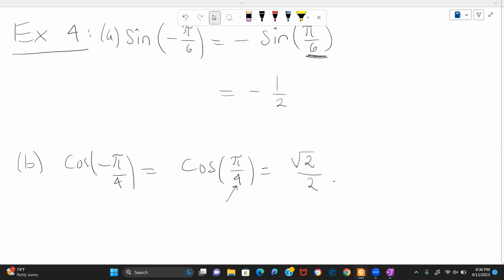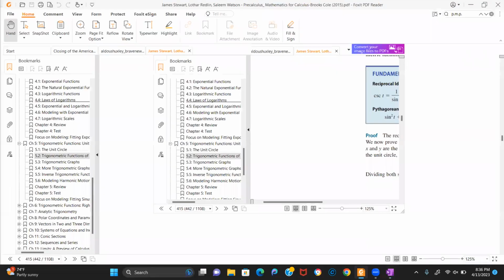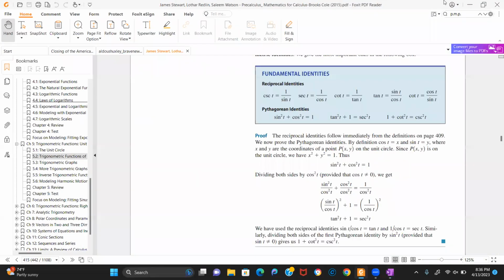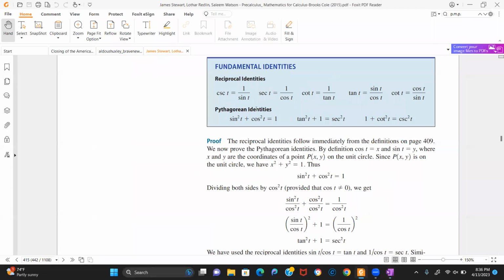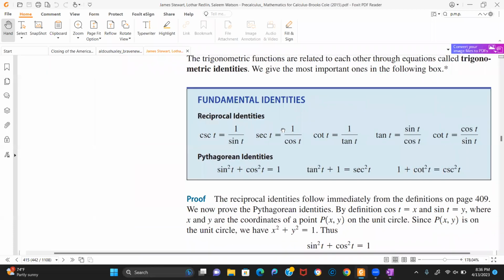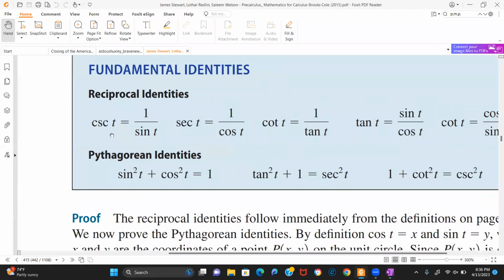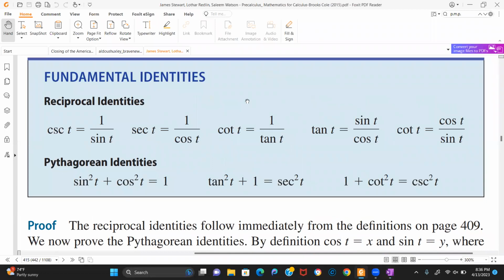All right, so here are some important identities. I'm not going to write them down, I'm just going to show you the book. So we have these important fundamental identities. Some of these we actually already knew right here. This first line, I already pointed these out.